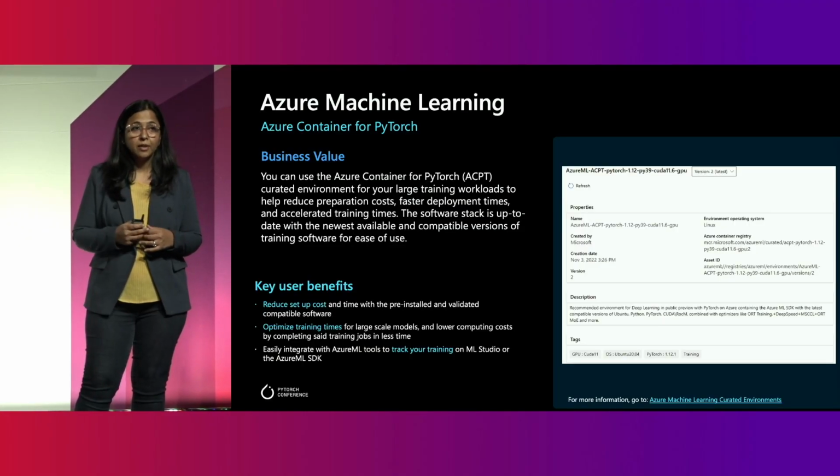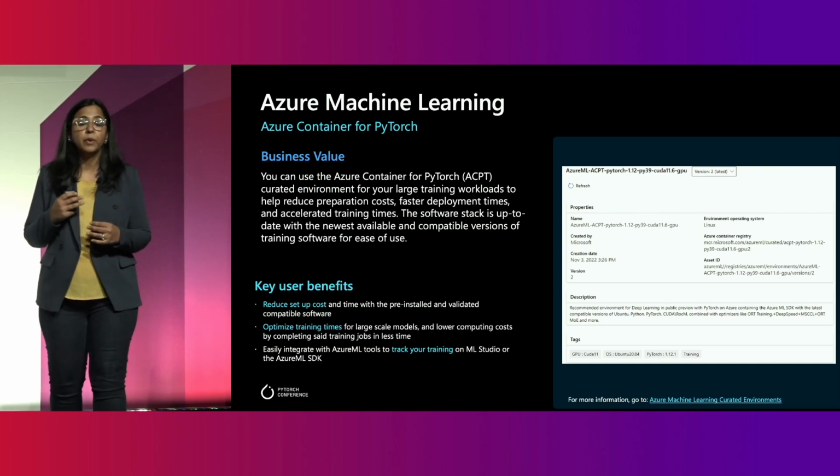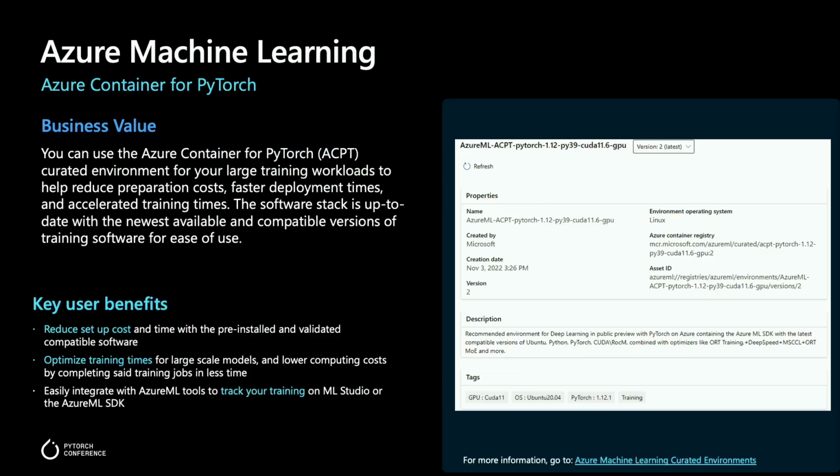The Azure container for PyTorch is meant to solve three key problems. One is for researchers and scientists: they don't have to worry about setup times and which package is compatible with which other version, which is required for their large training workloads. We test, pre-install, and validate packages that are required for typical deep learning training workflows. And it's also meant to optimize training time.